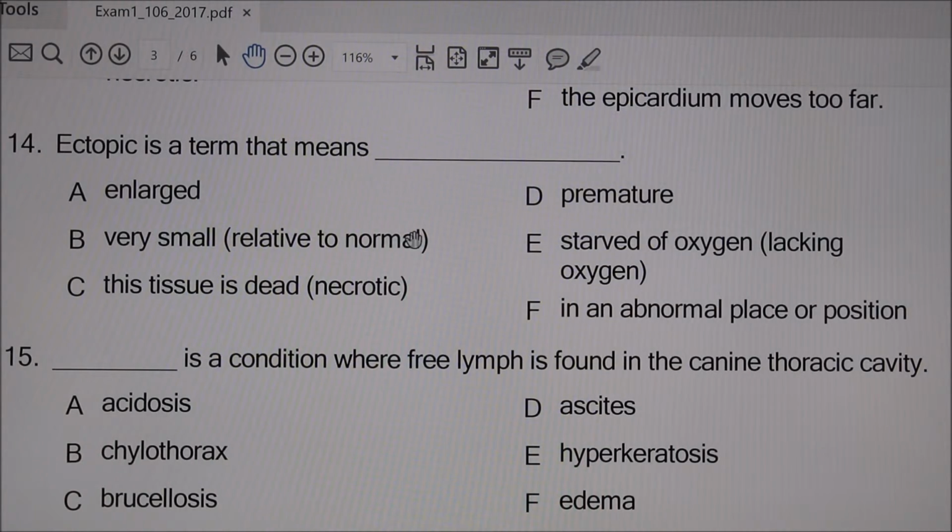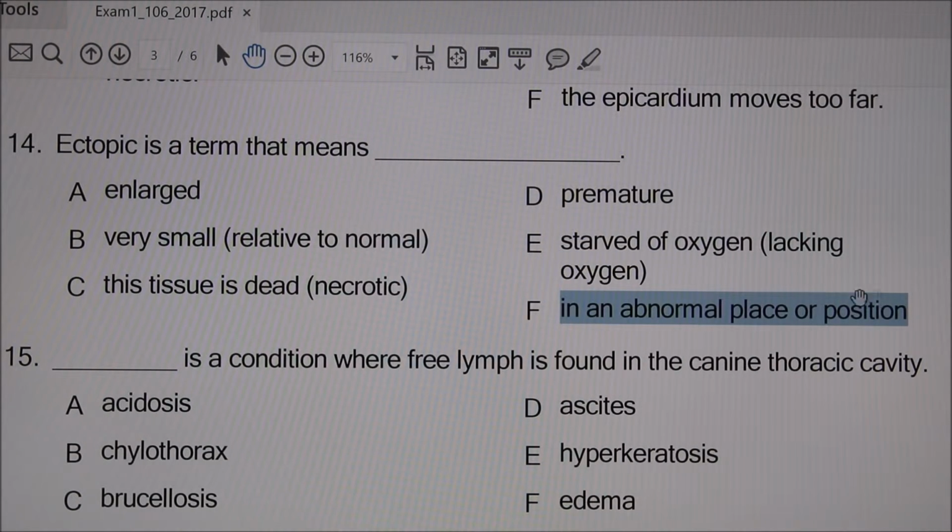Ectopic is a term that means out of place, not in its usual place. So let's see. That's here, abnormal place or position. A lot of people got that right.